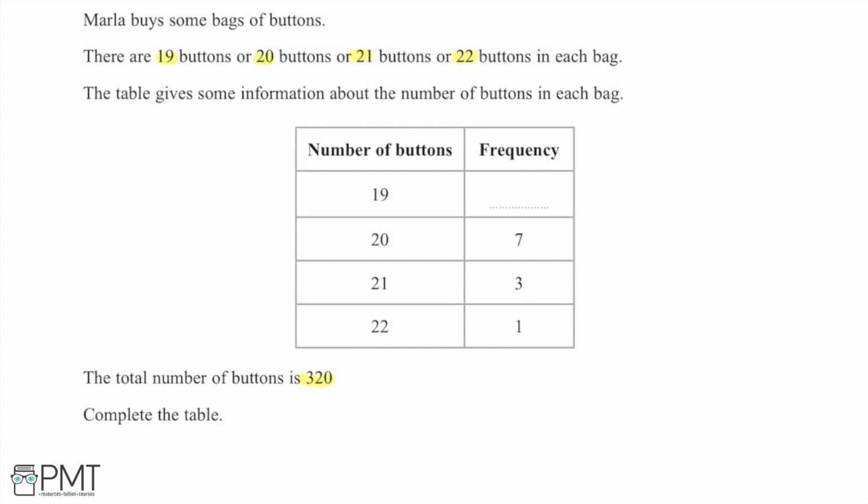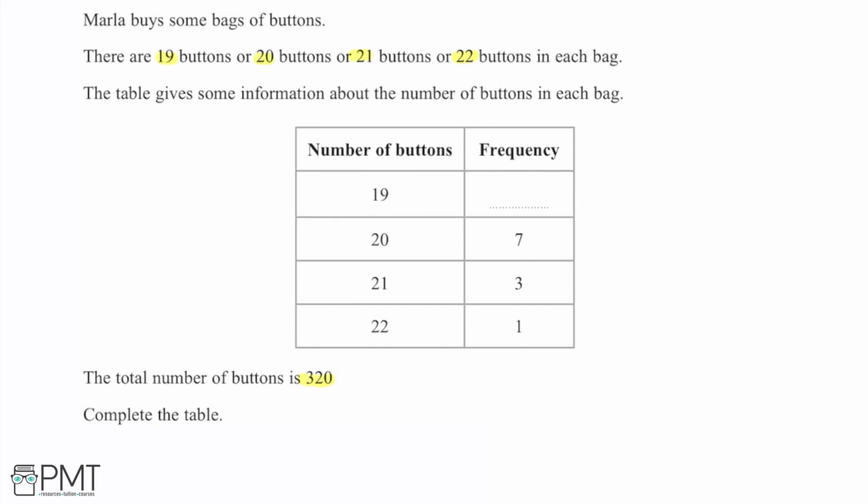Now here we're working with the total number of buttons. We're not working with the numbers or the frequency of bags. So in order to work out the total here, we need to look at the total number of buttons in these bags. So for example, if we have 7 bags with 20 buttons in, the total number of buttons here is going to be 7 multiplied by 20.